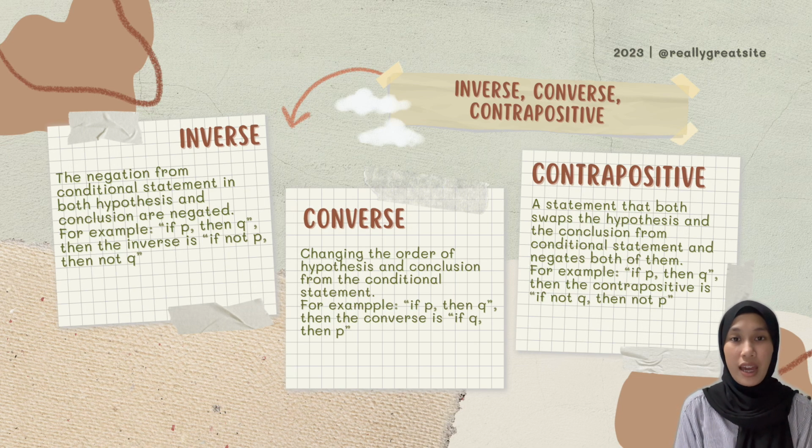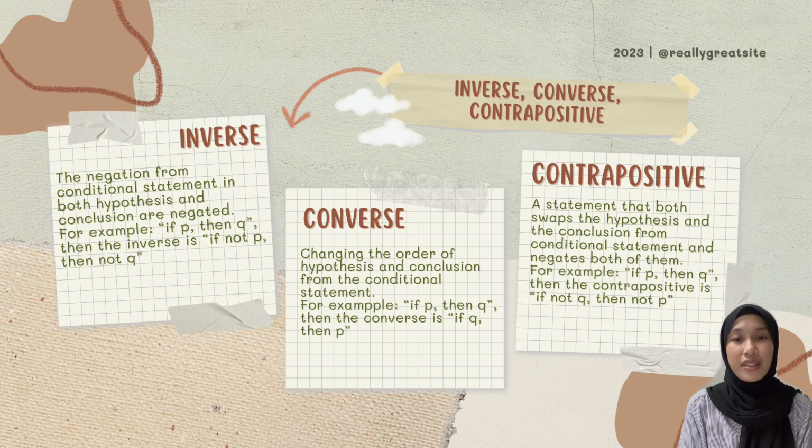Next, I will share with you the three statements, which are inverse, converse, and contrapositive. So how do we know whether it is converse, inverse, or contrapositive? Today I will share with you how to know it. So first, how to know the inverse. The inverse negates both the hypothesis and the conclusion of the conditional statement. For example, if P then Q, then the inverse will be if not P, then not Q.